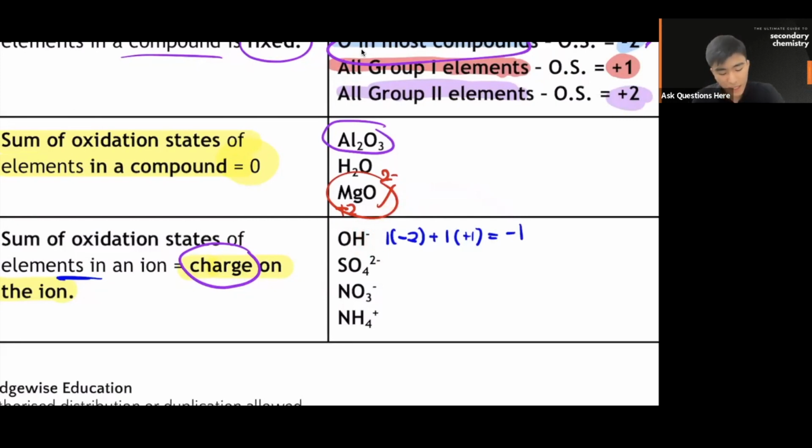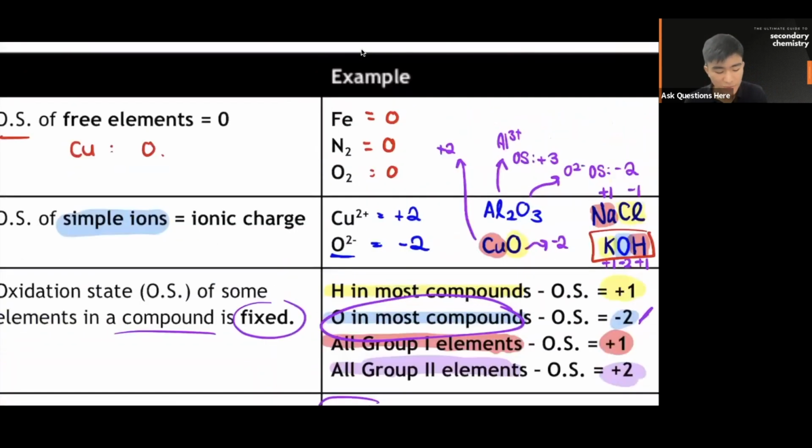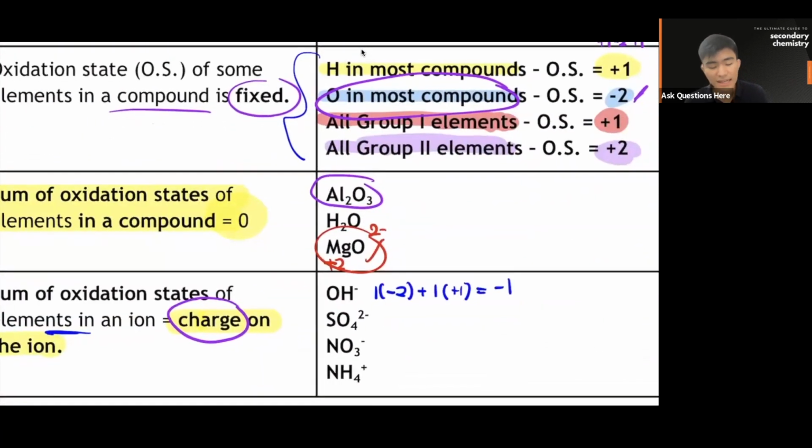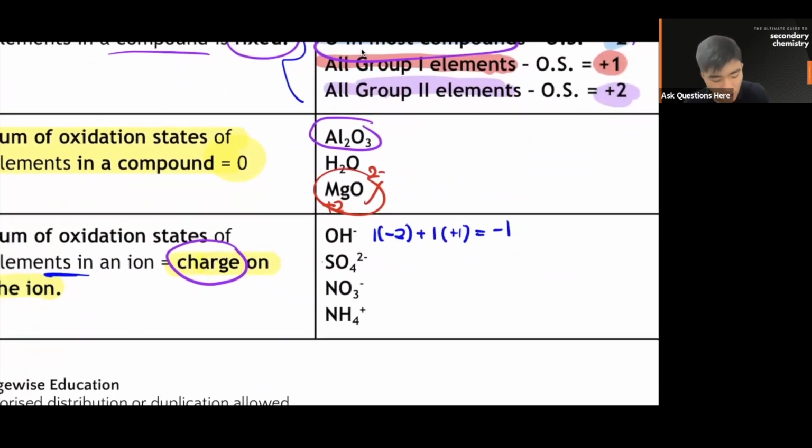Now I want to show you how to calculate the oxidation state of unusual elements. For example, this one over here, SO4 2 minus. Sulfur is something that I'm not very sure of because sulfur is not in my rule number 3, right? It doesn't tell me what sulfur is. So let's give it an arbitrary number. Let's say that the oxidation state of sulfur is X.